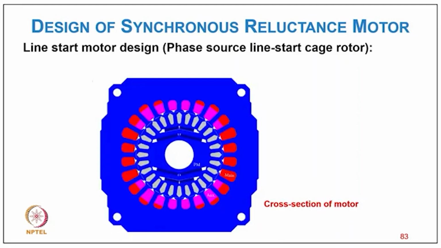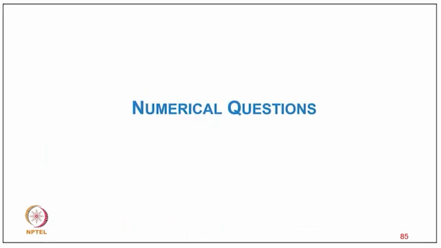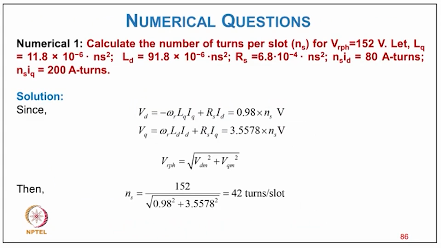And typically here the cross section of the motor, and typically the flux density and its distribution in the air gap. Now coming to the numerical questions. So example, with the numerical one, calculate the number of turns per slot NS for V phase 152. Let LQ equal to 11.8 times 10 power minus 6 NS square, and LD equal to 9.8 into 10 power minus 6 NS square, RS equal to 6.8 into 10 power minus 4 NS square, and ID equal to 80 ampere turns, and NS IQ equal to 200 amperes.